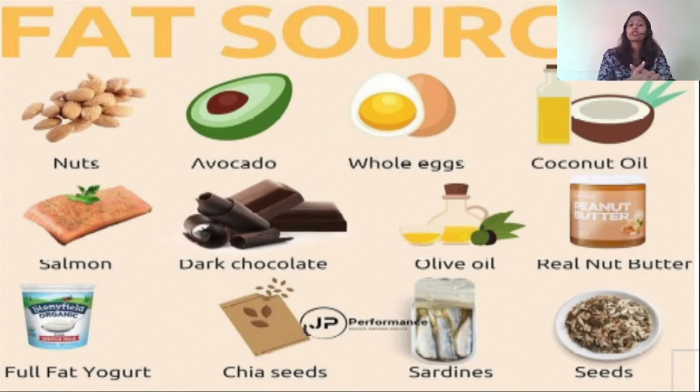So let's talk about the sources of fats now. These include nuts, avocado. Avocado is a fruit, also called butterfruit. So it is a good source of fat. And next, whole eggs, coconut oil, salmon, dark chocolate, which is actually bitter in taste, but is a very good source of fat. Olive oil, real nut butter, yogurt, chia seeds, sardines, and some sprout seeds are also very good sources of fats.